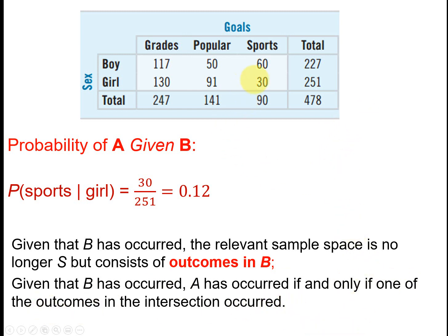So going back up to here, we can see that B occurred because there were 251 girls selected for the survey, and then out of the 251 girls, 30 wanted to excel at sports. So that's all that slide is saying.